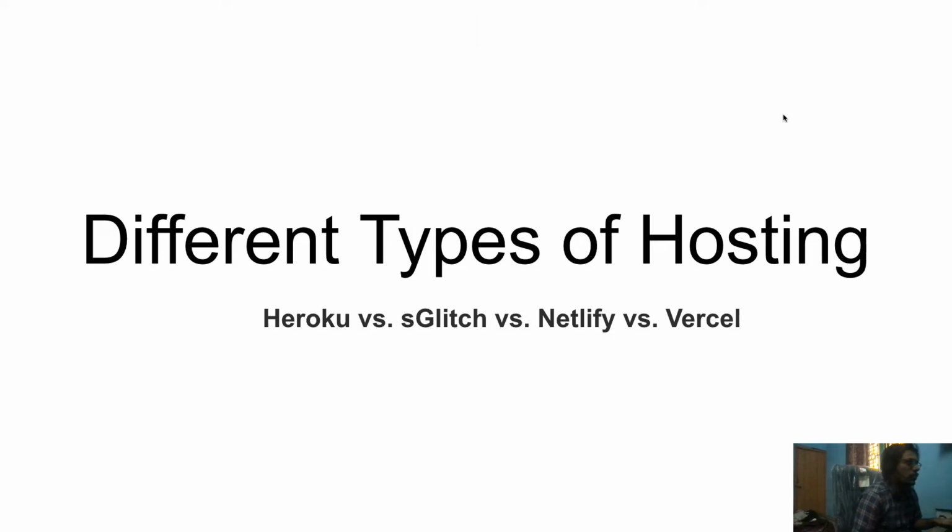There are different types of hosting services available to deploy Streamlit applications. We'll see the most common four of them currently used. They are Heroku, Glitch, Netlify, and Vercel.